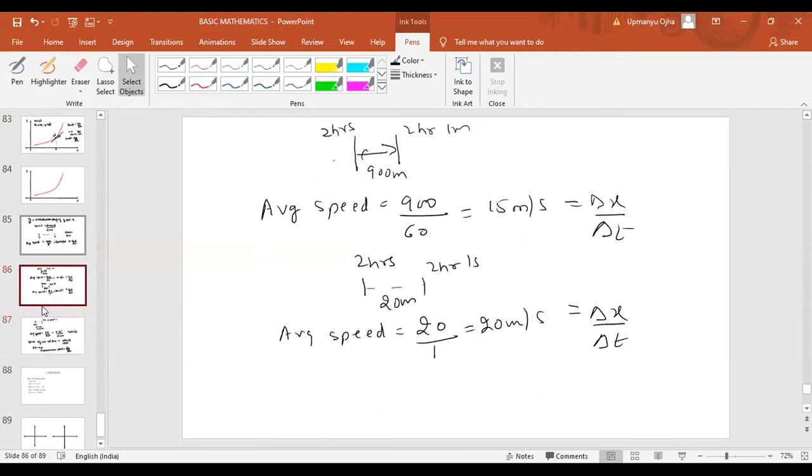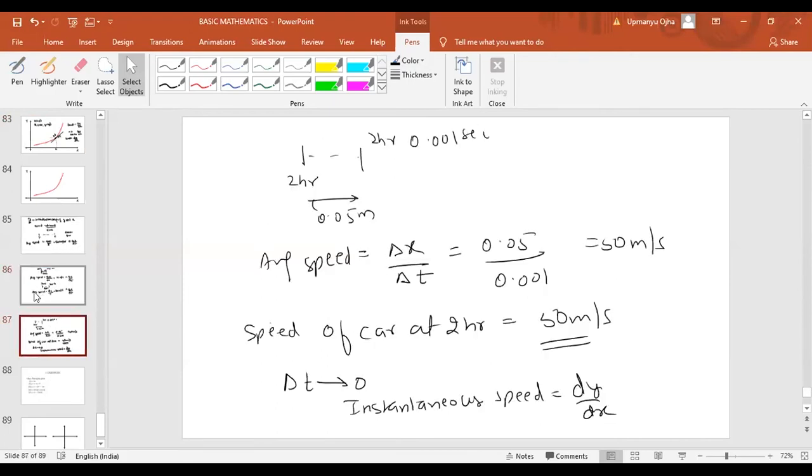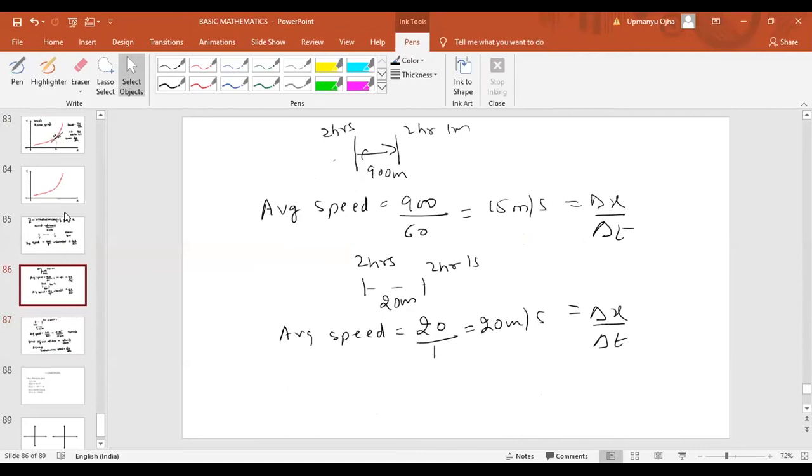Okay, now I hope you understood this example. What is derivative, and what is the usefulness of derivative?